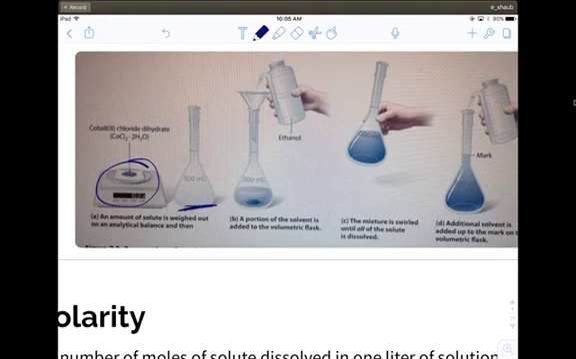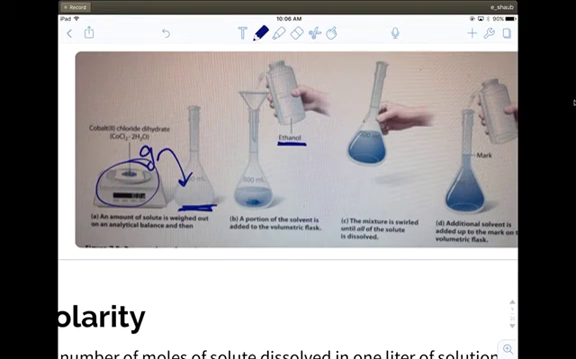We also have these very precise volumetric flasks. You have not used these yet, but they are calibrated to be exactly that particular volume. So what you would do is you would have a certain amount of mass that you would measure out. You would then place that in the volumetric flask. You then use whatever solvent that you would need to make the solution.